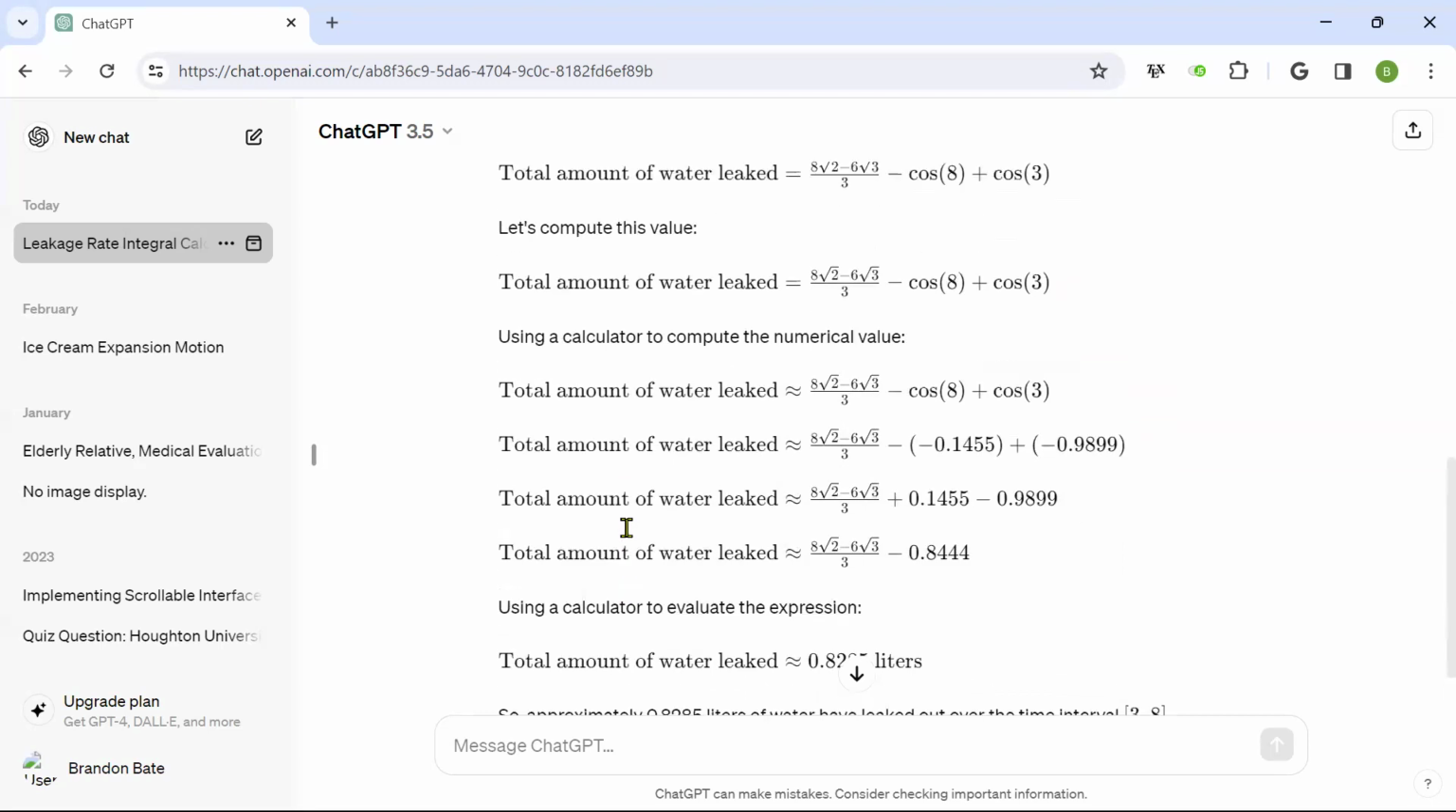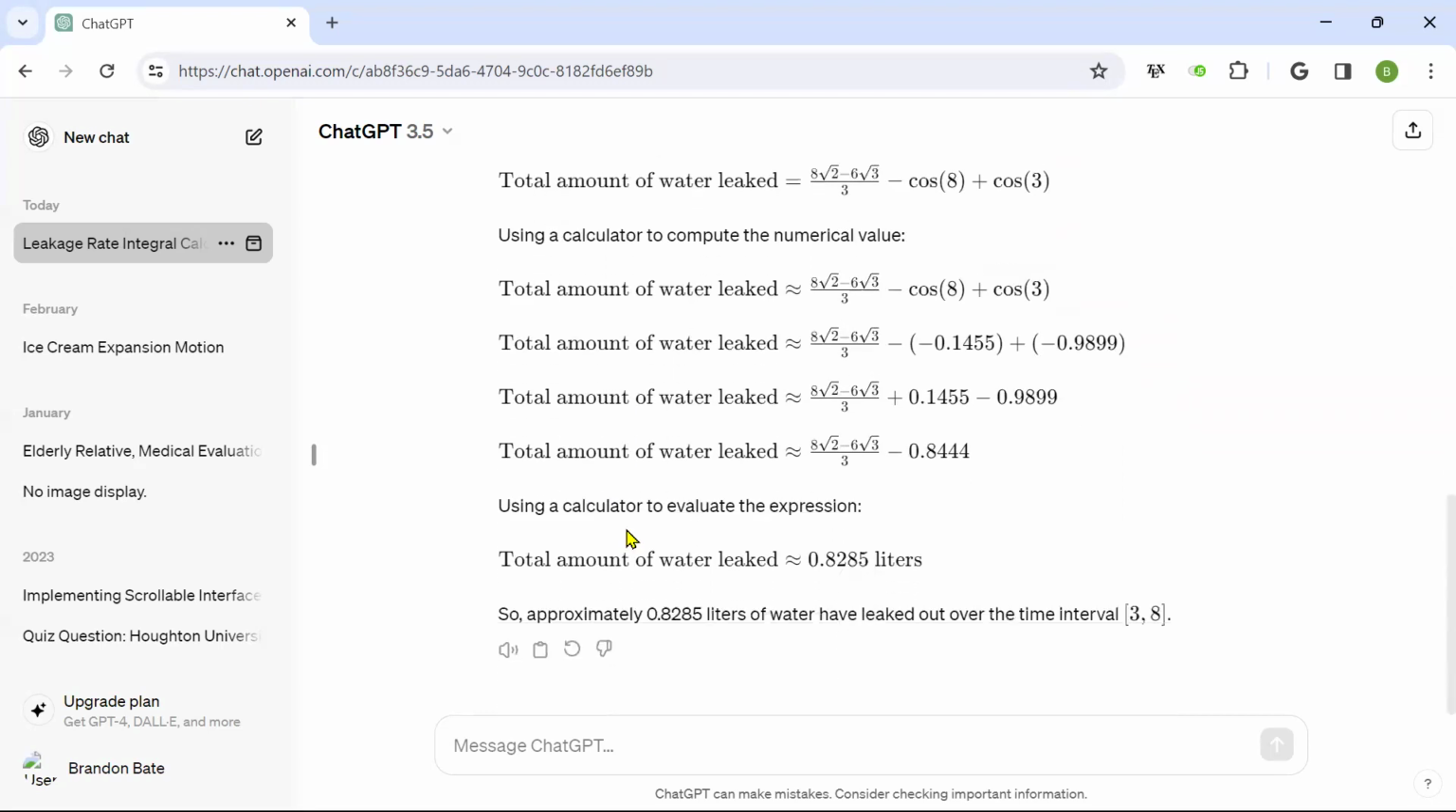But strangely enough, somehow it screws it up. It says it's 0.8285 liters. And the answer is 10.7764. So not quite there yet, are we? Came close. It had like all the elements there. I think it just can't do arithmetic.